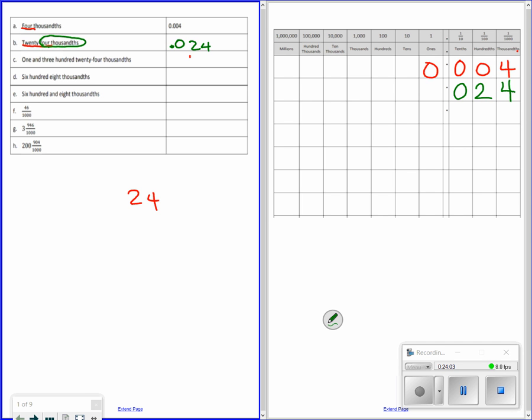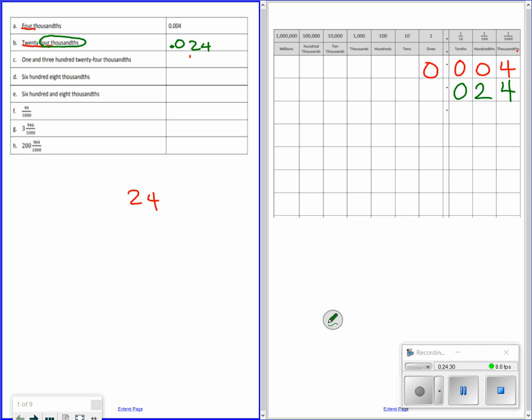Where do you have fractions on your place value chart? Where? Behind the decimal. But on G and H, what are those? Mixed fractions. Thank you, Logan. Those are mixed fractions. Where do you think that whole number goes? Before the decimal. Before the decimal.